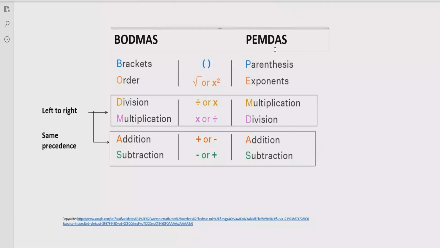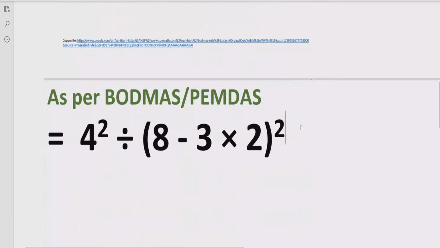Step number 3, you have to solve the division and multiplication or multiplication and division. So you have to go left to right in your expression and find out division and multiplication. Both have similar precedence, so you can solve any of them which is coming first. Similarly, for addition and subtraction, we have the same rule. We can solve addition first if it is coming first, and we can solve subtraction first if it is coming first. So now move forward to solve the given expression.